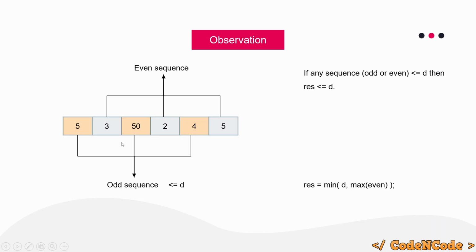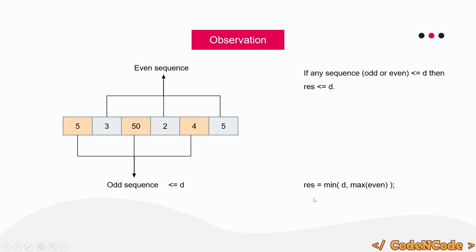So no matter what, if you can prove that for any sequence, be it odd or even, all of the elements of that sequence are less than or equal to d, then the overall result is going to be less than or equal to d. If I can prove that all of the elements at even indices are less than or equal to 50, then my overall result, the cost of that subsequence, is going to be less than or equal to 50. I don't have to go through the whole subsequence.